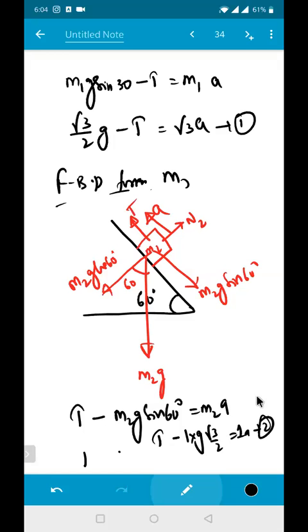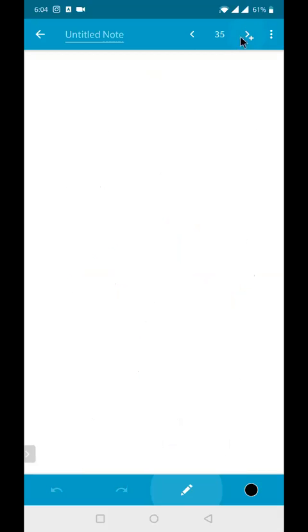Now adding equations 1 and 2, I can get the value of the tension. So from equations 1 and 2, we can get the value of the tension. Once you get the tension, then the force exerted on the pulley, beta, that is very important for me.